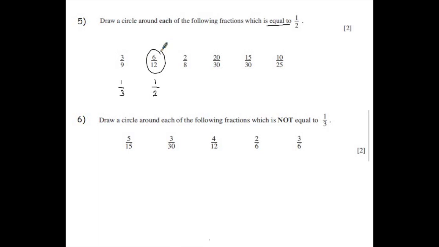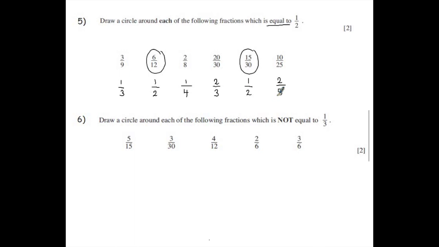2/8 simplifies down, so 2 goes into both, so it goes into 2 once, and 8 4 times, not a half. 20 over 30, you can see 10 fits into them, so if we divide by 10, we get 2 over 3, not a half. 15 over 30, you can see that top number doubled is 30. So if we divide by 15, we get 1 over 2, so this one is a half. And the last one, 10 over 25, 5 fits into both. It fits into 10 twice, and it fits into 25 5 times, not a half.